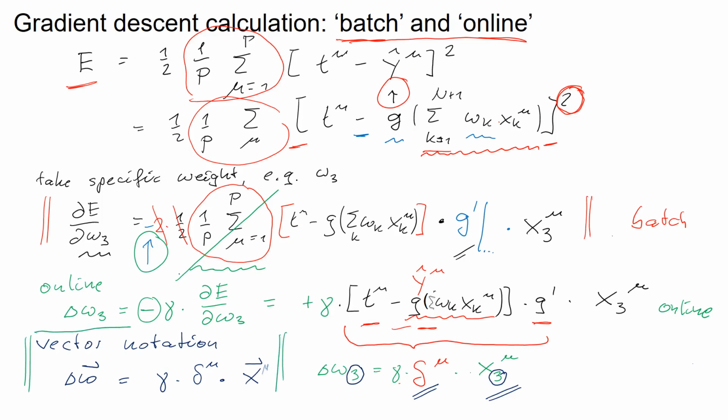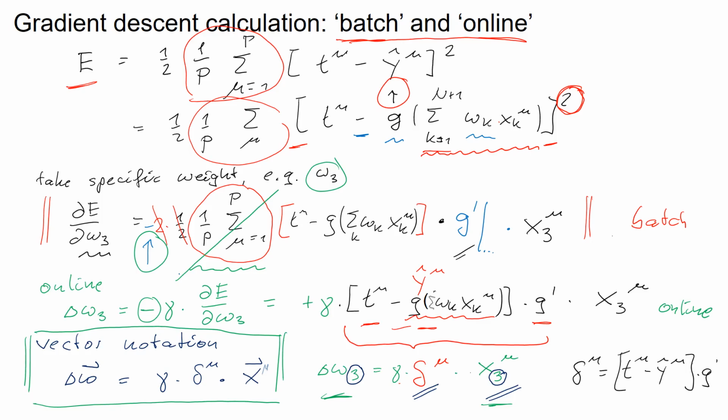in vector notation. I said at the beginning that I pick out W3, but this was just one choice. This is true for any component. I can collect the components back into a vector, and this is now my update rule. What is this delta mu? The delta mu was defined here. So the delta mu is T mu minus y hat mu times G prime.